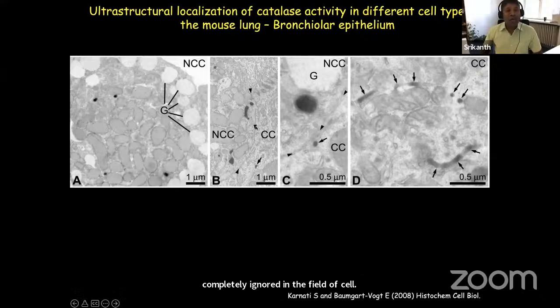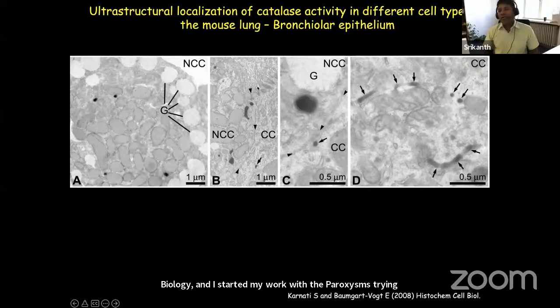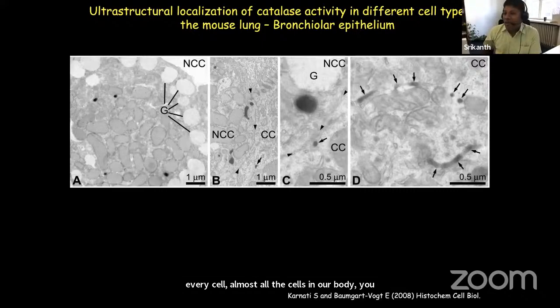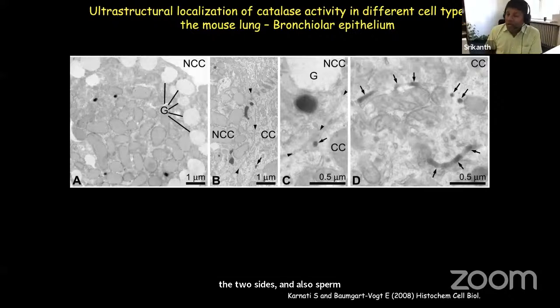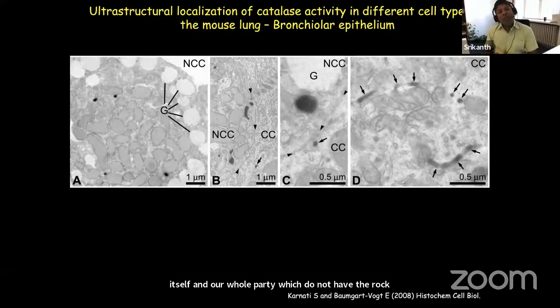And I started my work with the peroxisomes, trying to understand them, similar to the mitochondria. You see, in almost all the cells in our body, you have the peroxisomes. I think there are only a few cells where you do not find them: the erythrocytes and also sperms. Erythrocytes are the only cells in our whole body which do not have peroxisomes. Their functions are almost similar to the mitochondrial functions. They share a lot of homology with mitochondria, but we do not know anything about their functions or why they are there in the whole body.